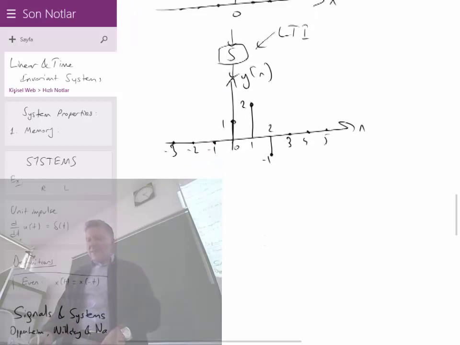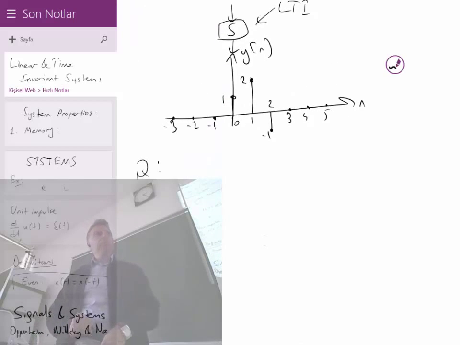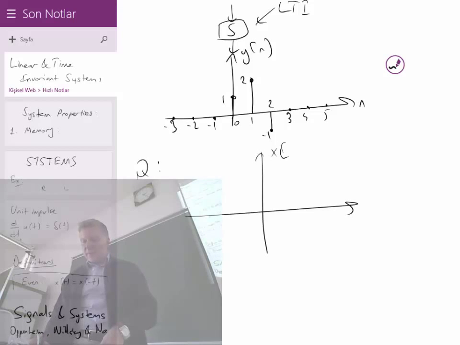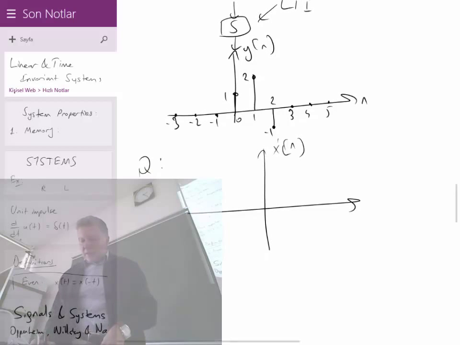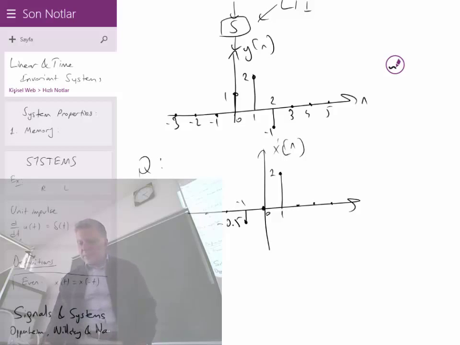Now, no matter what I give you as a question of x of n, x prime of n, let's say minus 0.5, 0, 2, at minus 1, 0, and 1, and all the others are, let's say, zeros. So this is x prime of n. All right. What is the output? How will you find the output?